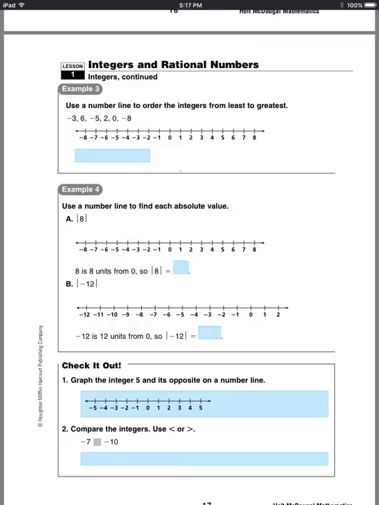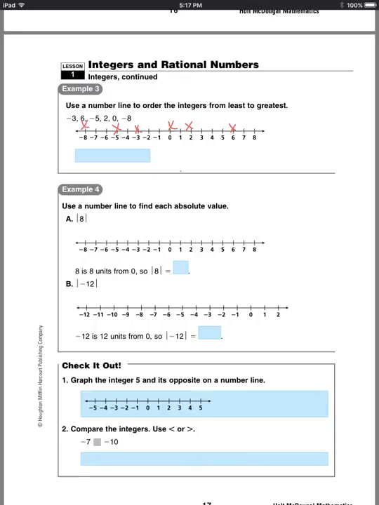Use a number line to order the integers from least to greatest. Now this is real helpful because you mark all of these on the number line. We have -3, +6, -5, 2, 0, and -8.